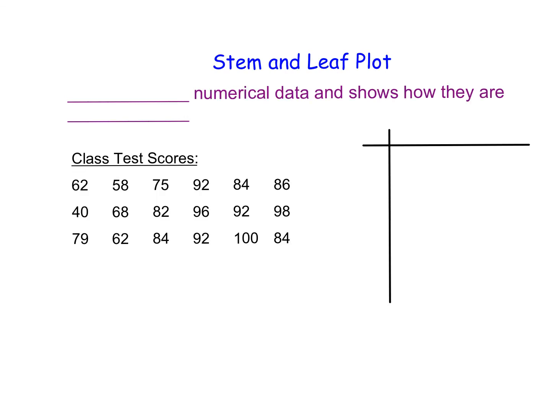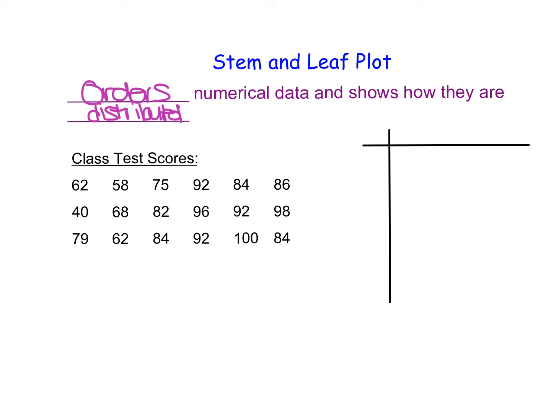The next one we're going to look at is called a stem and leaf plot. A stem and leaf plot orders numerical data and shows how they are distributed. Now, what you have to remember about stem and leaf plots is you have to make kind of a key to represent how the numbers are going to be represented in the graph. What I like to do is at the bottom, I make a little note, and here I notice with my stem and leaf plot that I have all numbers that have a tens place and a ones place.